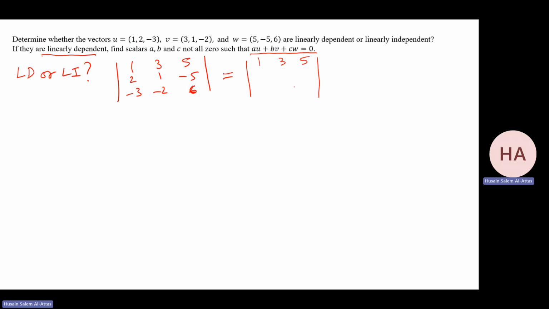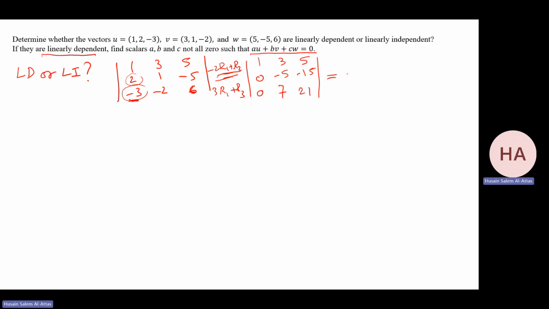Okay, so I need to do this calculation. As usual, to do the determinant, I need to make more zeros. So I want this to be 0. I multiply the first row by -2 and add it to the second: -2 R1 plus R2. I'm getting 0, -5, -15. Then I also want this to be 0, so I multiply by 3 plus R3. So I'm getting 0, 7, 21.